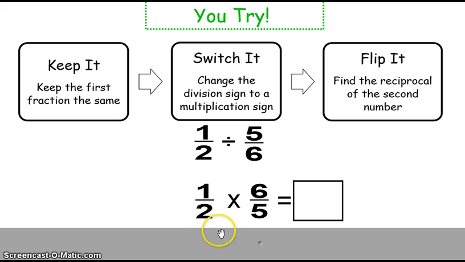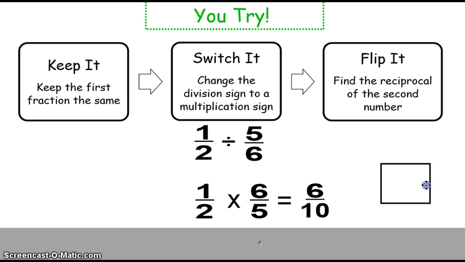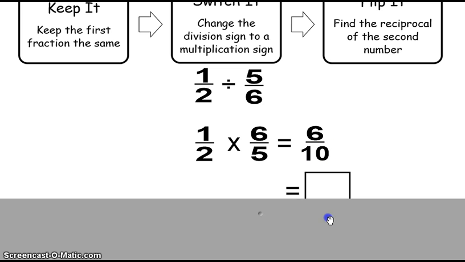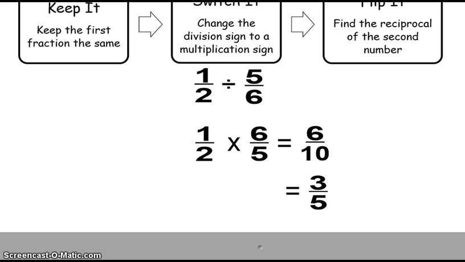Now we just need to multiply across. 1 times 6 is 6. 2 times 5 is 10. So our answer is 6/10. This fraction can be simplified because both of these numbers are divisible by 2. 6 divided by 2 is 3. 10 divided by 2 is 5. So the answer is 3/5.